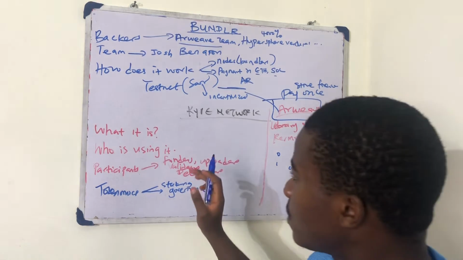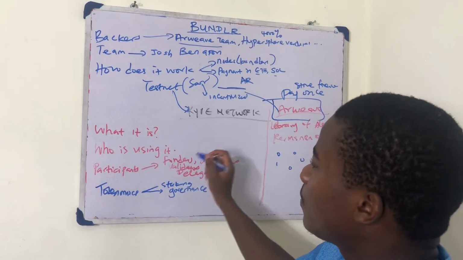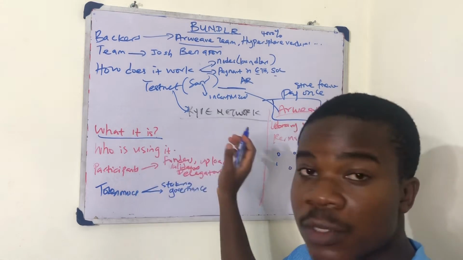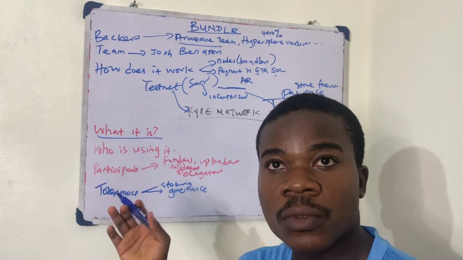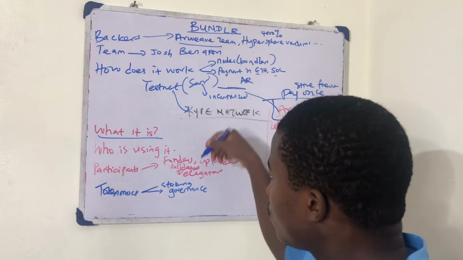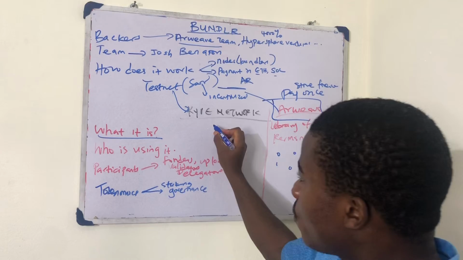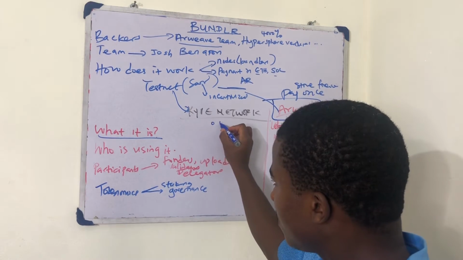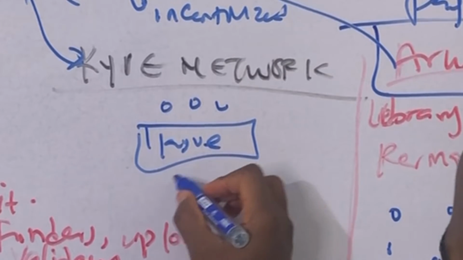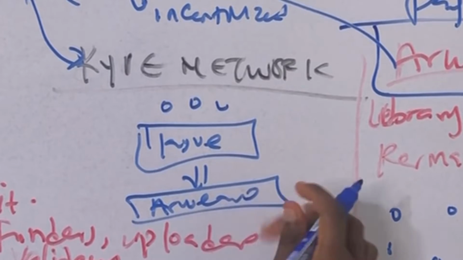Let's come to the second one that is building. Kyve network, they just finished their testnet, and they will soon be launching. So what is the Kyve network all about? The Kyve network is helping people who have data from anywhere plug it into the Kyve network. So they want to be the kind of decentralized data lake. So you have an application, this is your app, you plug it into the Kyve network, and then the Kyve network takes it and uploads it to the Arweave network. So this is how it works.